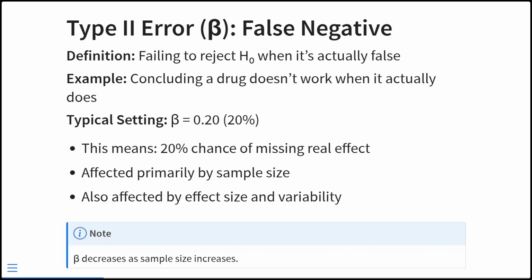Type 2 error is the probability of failing to reject the null hypothesis when it's actually false. We usually set this at 0.2. If we set beta as 0.2, the power is 1 minus beta, which is 0.8. That means a 20% chance of missing a real effect. It's affected primarily by sample size, and also by effect size and variability. Beta usually decreases as sample size increases.